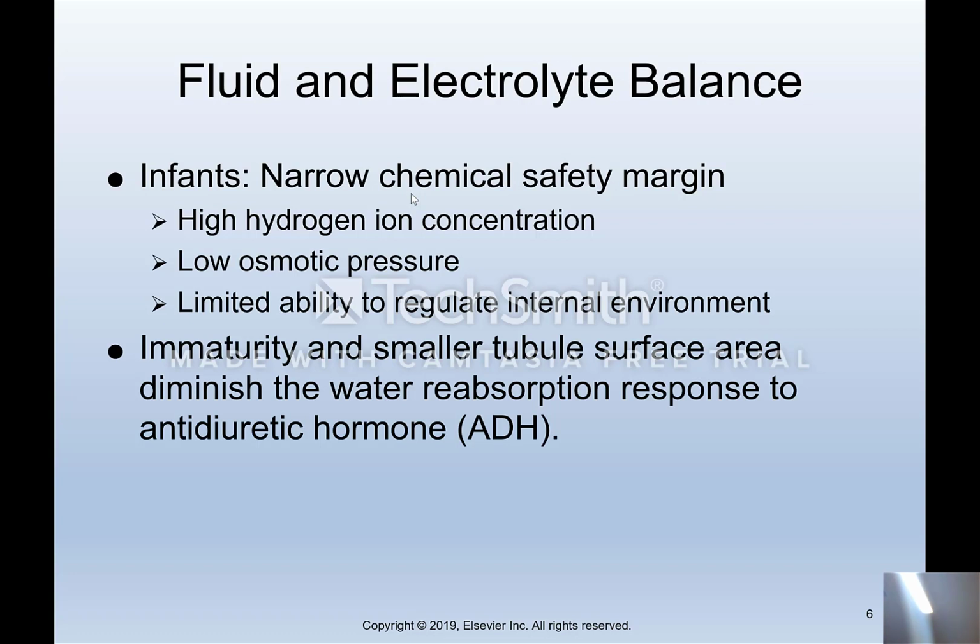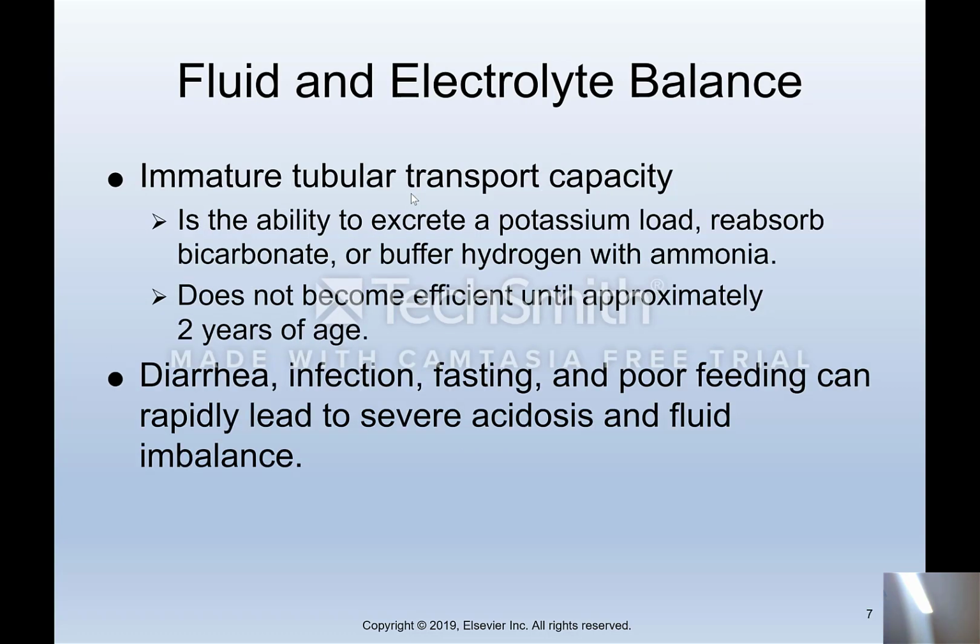Infants have narrow chemical safety margins. They have high hydrogen ion concentrations and low osmotic pressure, and limited ability to regulate their internal environment. The immature small tubule surfaces diminish water absorption, so they're fragile. We know that. Immature tubular transport capacity, the ability to excrete potassium and reabsorb bicarbonate, does not become efficient until approximately the age of 2.